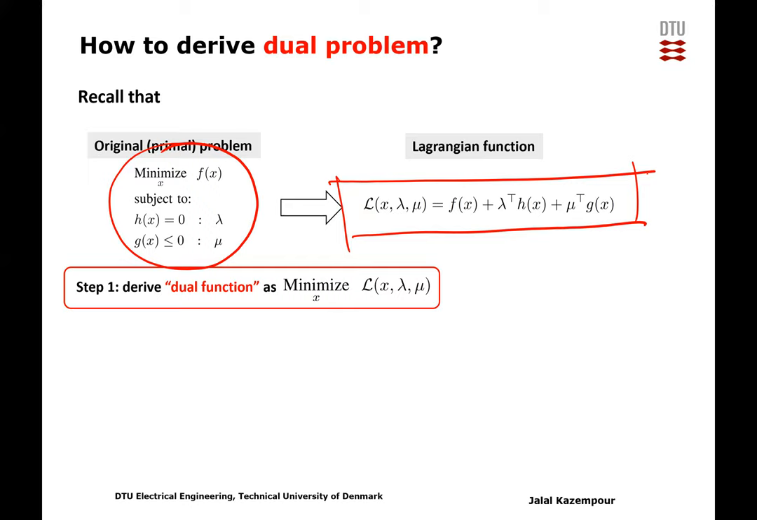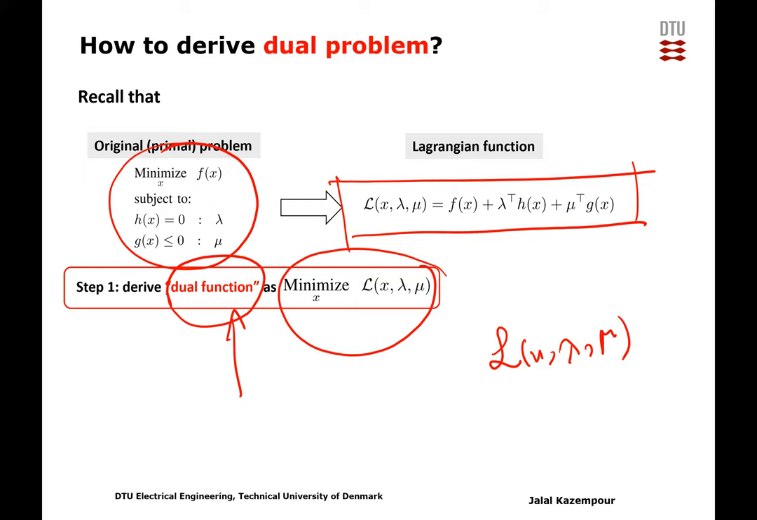So to be able to derive a dual problem, first we need to derive the dual function. And the dual function is this, Lagrangian of x, lambda, and mu. This is our Lagrangian function. We need to minimize it over x. We call it dual function.